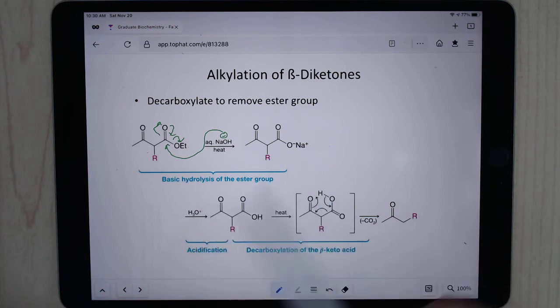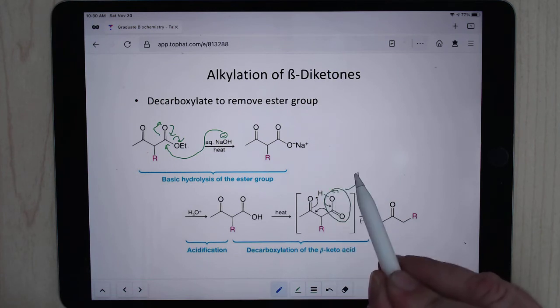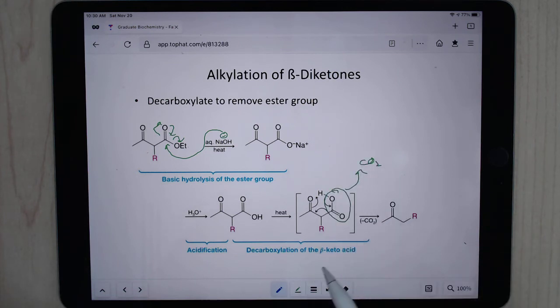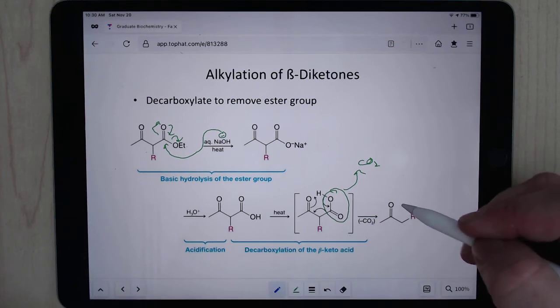If, however, you then acidify it and then heat it up, you get this rearrangement here, and what ends up happening is this gets lost as CO2, and you end up removing what used to be the ester group. And so this is where that carboxylic acid was.